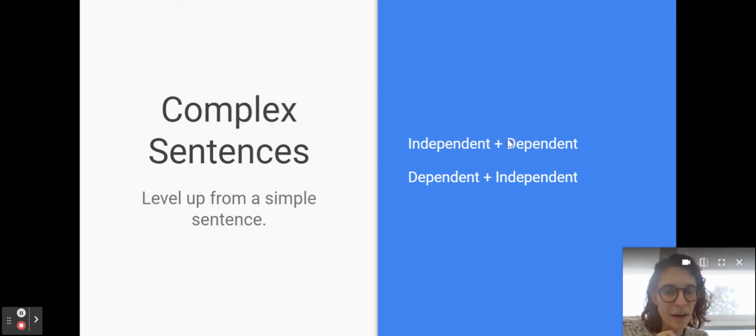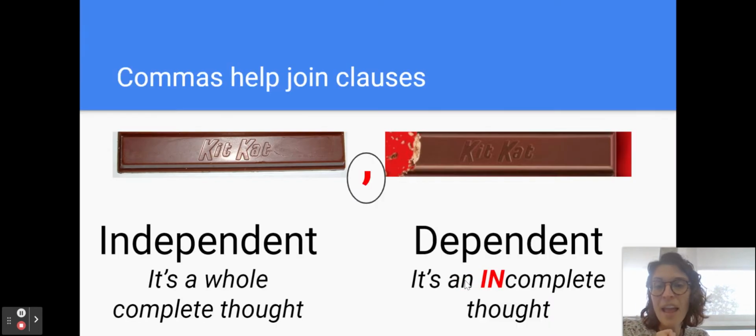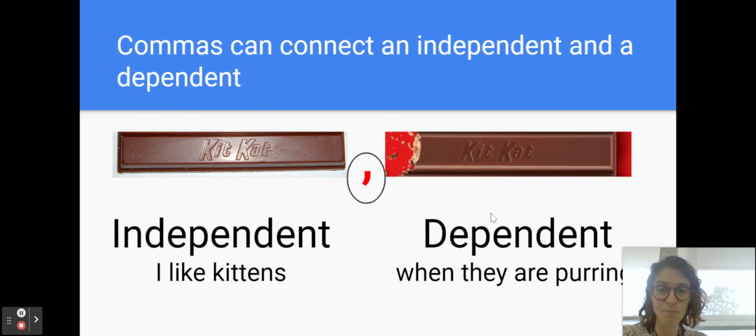And I gave you a little formula here. Complex sentences are independent plus dependent or dependent plus independent. Well, I can't really say that. It's a tongue twister. So we talked about commas, right, and how they help us with clauses. Here is one way that commas join clauses. They take an independent clause and connect it to a dependent clause. Remember my Kit Kat metaphor.